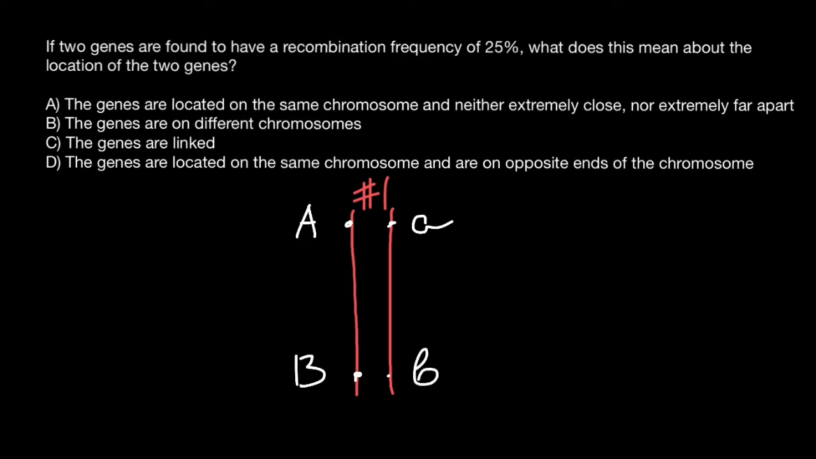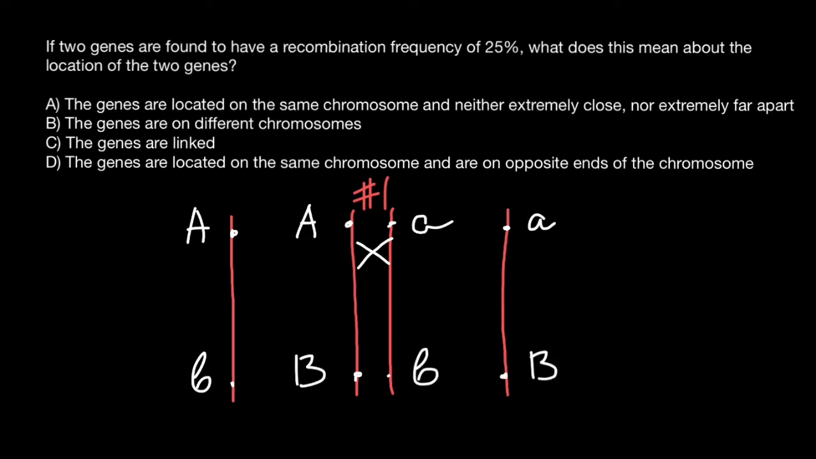Now imagine that recombination does happen here. So this is going to result in new recombinant chromosomes. Take a look. Now we are going to have dominant allele A here and recessive allele b here. And on the other chromosome we are going to have recessive allele a here and dominant allele B here.